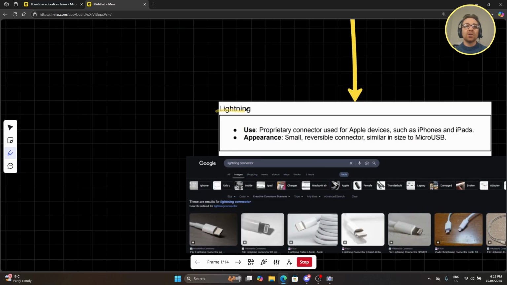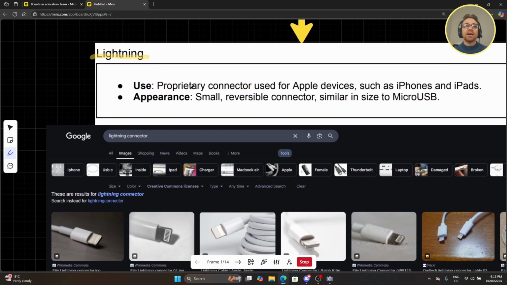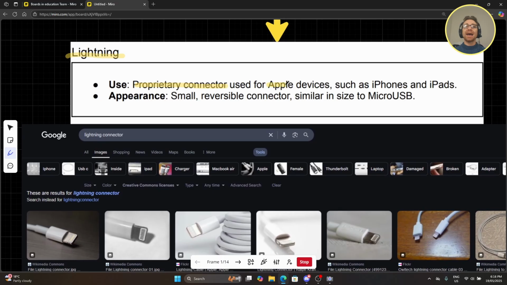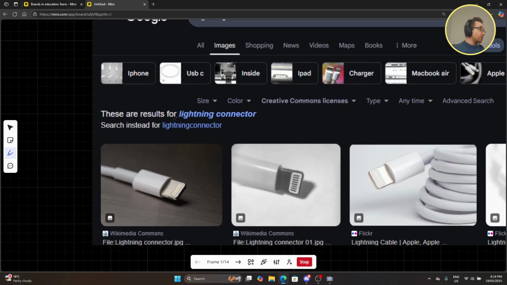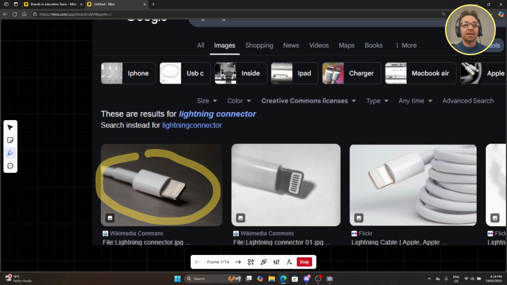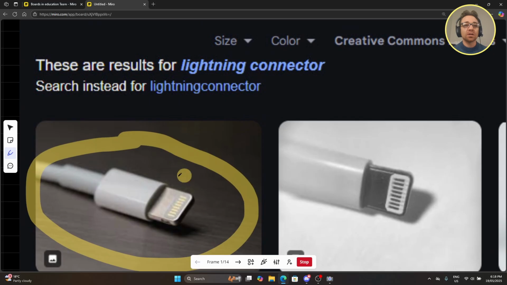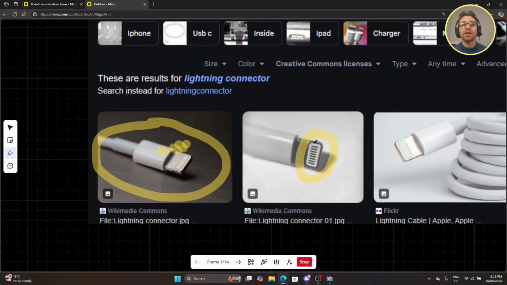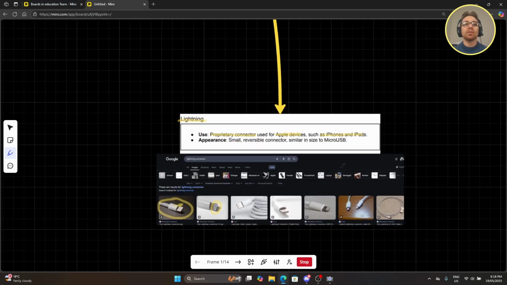Next one is Lightning. We've talked about Lightning. It is a proprietary connector. That just means only the company that made it can use it. They have trademarked this design, so it's only used by Apple for Apple devices, and it's used on things like iPhones and iPads. We know what it looks like by now. It's kind of got that skinny rectangular connection with all those lines on it. That's a dead giveaway, right? It's got those lines. That's Lightning. We know what it does. I've talked to you about it before.